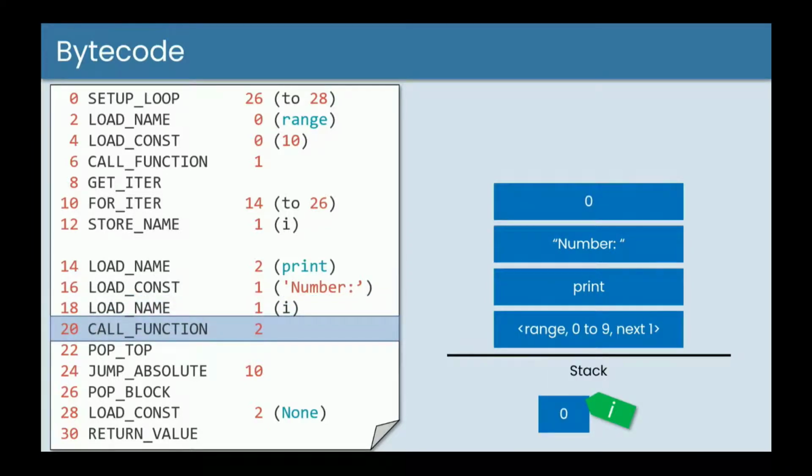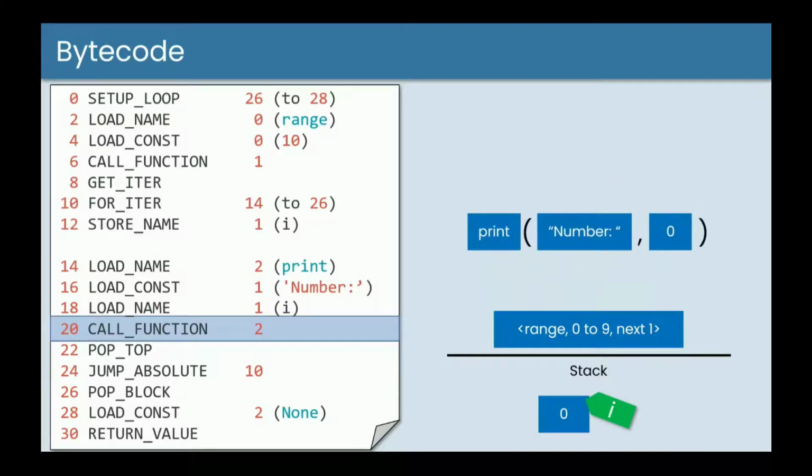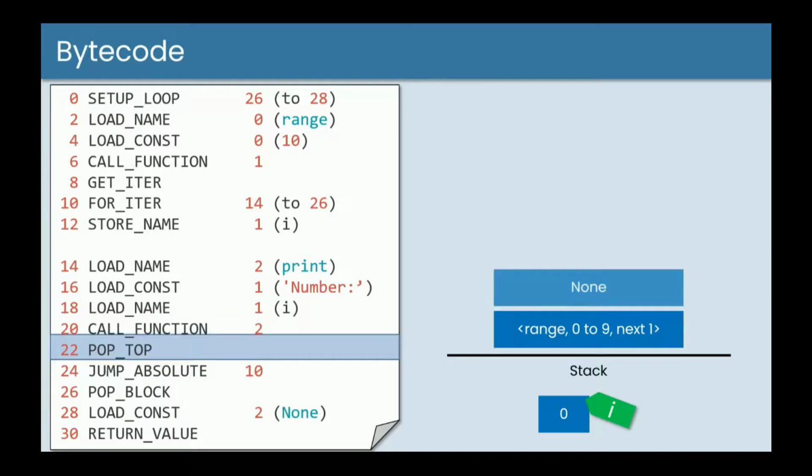Call function 2, calls a function, 2 arguments. Looks familiar, we want to print number 0, that would get printed, and it puts the return value on the top of the stack.